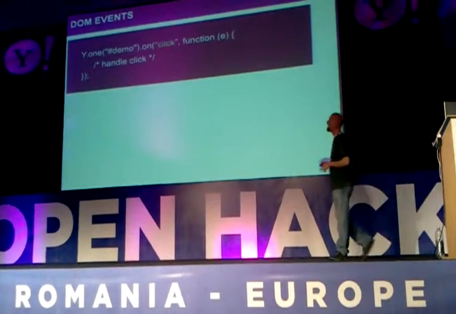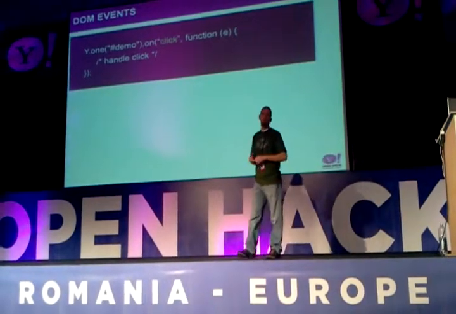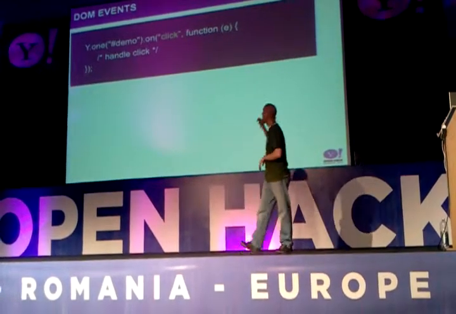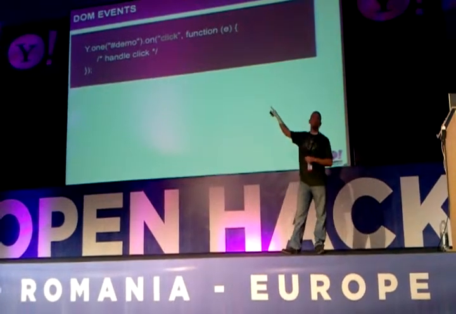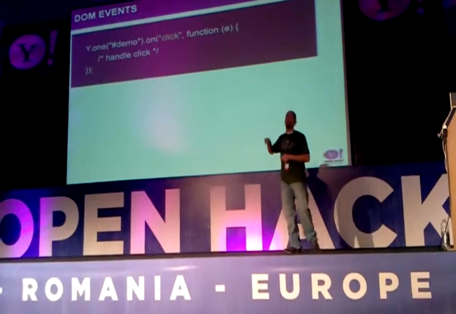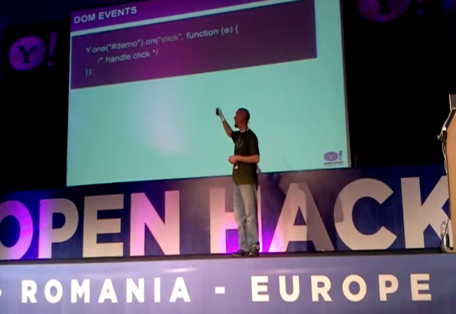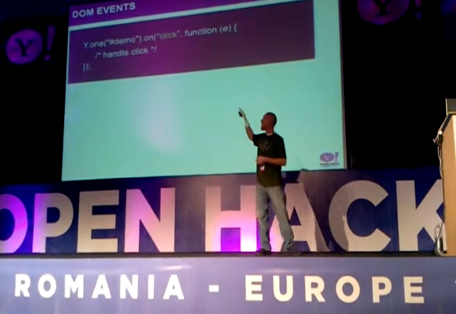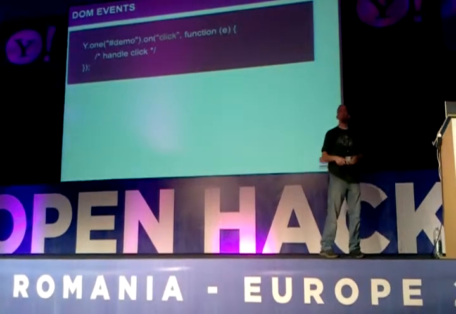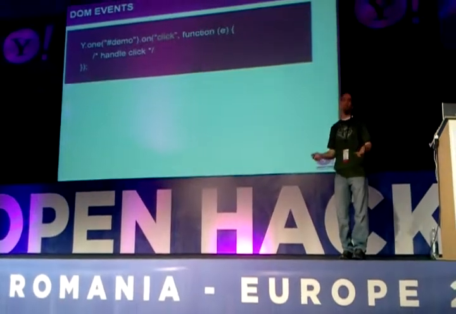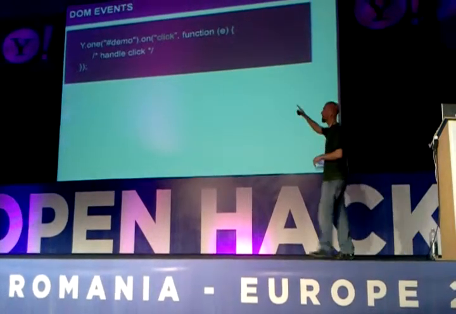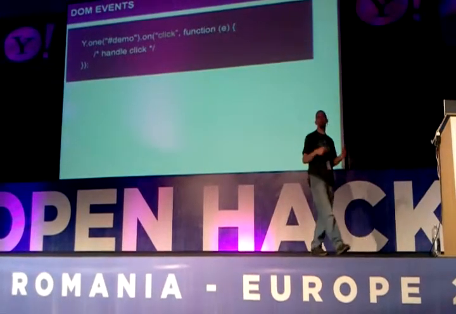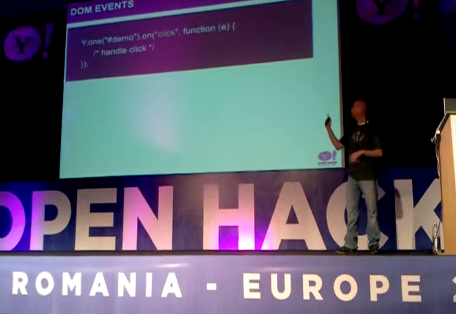DOM events couldn't be easier. There's one method for doing any event subscription, whether it's for DOM events or for custom events. It's on. So here you have the one method being used again to capture that demo element off the page. So we're using the hash demo to capture that by ID. And then just calling the on method, you pass in the name of the event that you want to subscribe to, and the callback function that you want to execute when that click happens, right? You can do that for mouse events, click events, gesture events, those sorts of things, right? Any DOM event, you can do that.